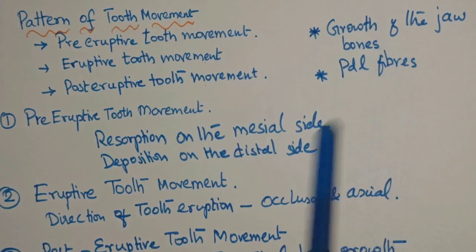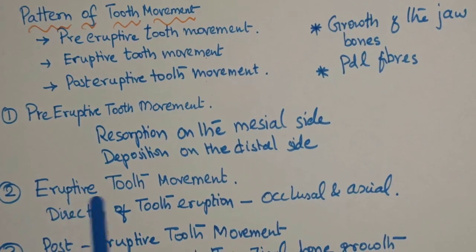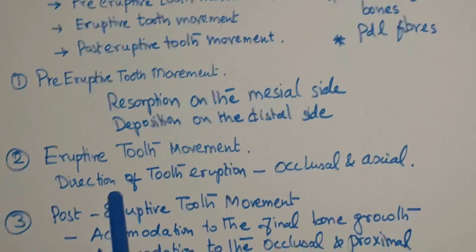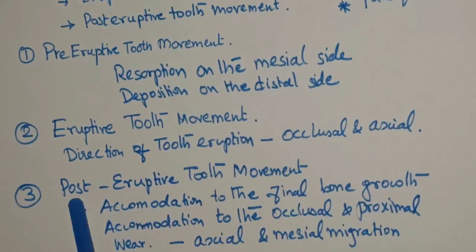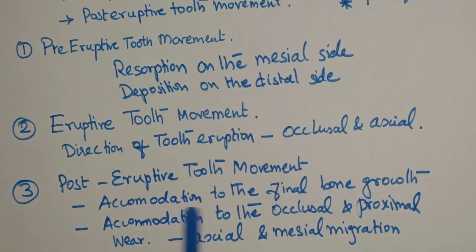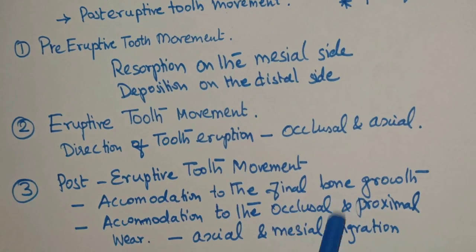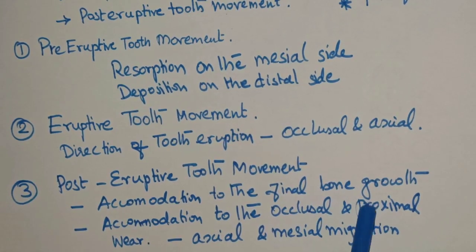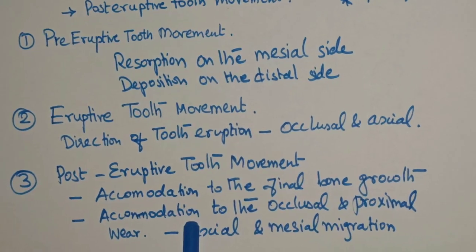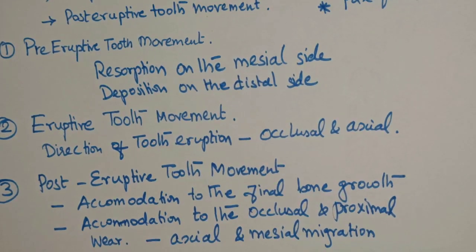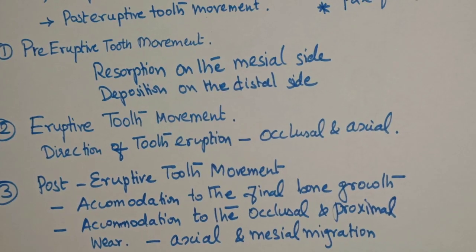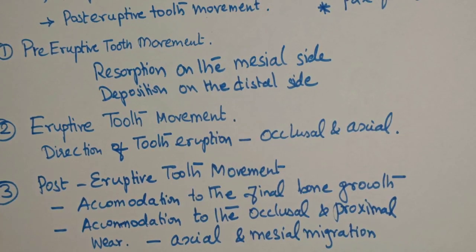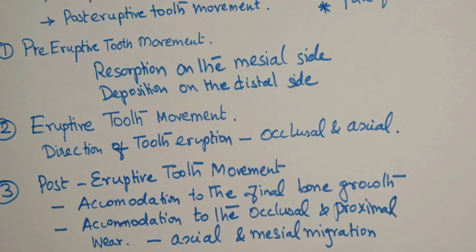This is also essential for the movement of the tooth and will be dealt with in detail in later stages. Okay, next will be your eruptive tooth movement, where the direction of tooth eruption is occlusal and axial, and finally the post-eruptive tooth movement is accommodation to the final bone growth, and accommodation to the occlusal and proximal wear by axial and mesial direction. Okay, with this I complete the introduction portion to tooth eruption.